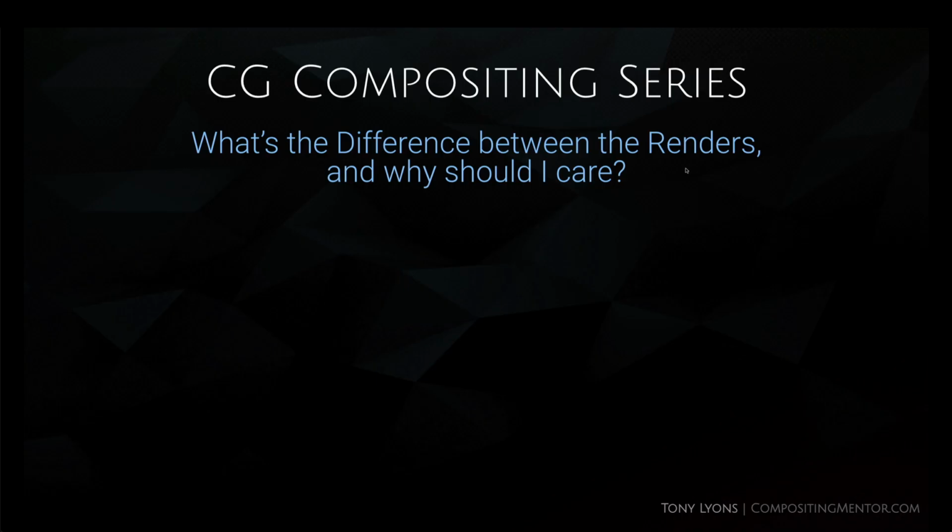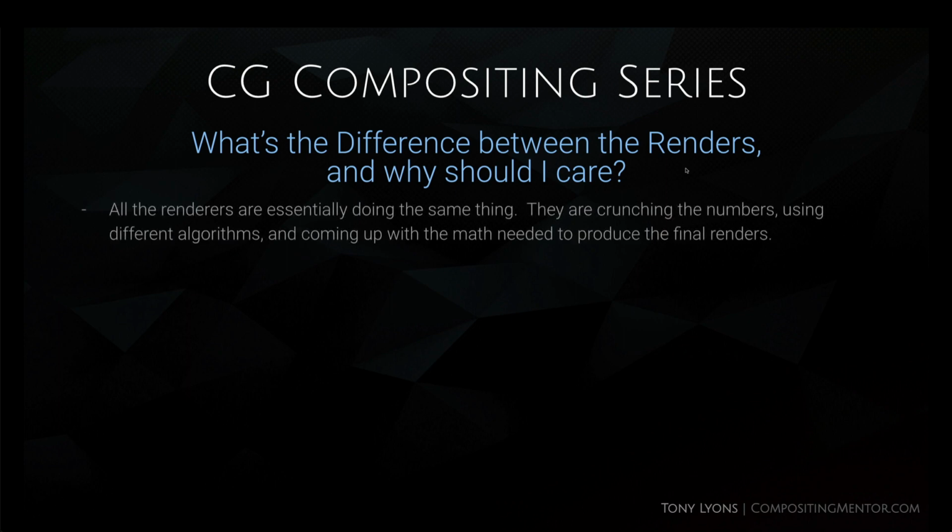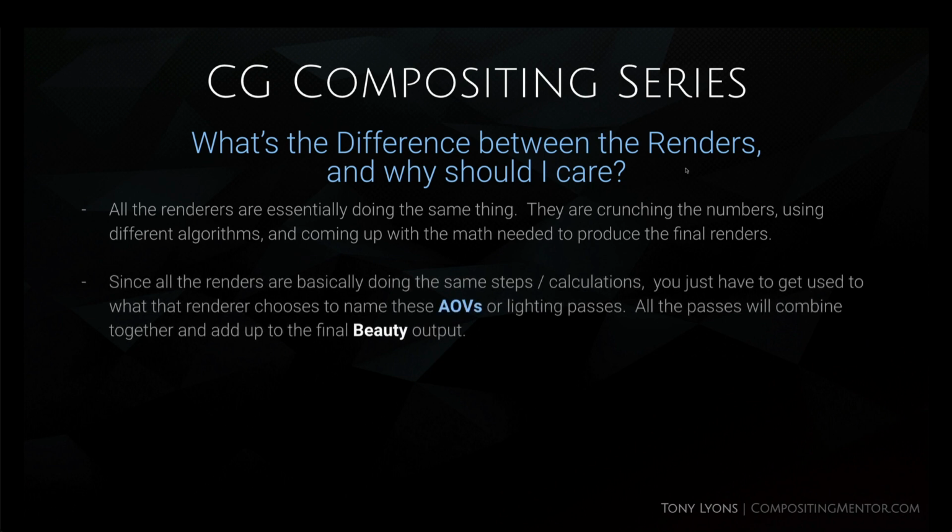What's the difference between the renderers and why should I care? So all the renderers are essentially doing the same thing. They're crunching the numbers using different algorithms and coming up with the math needed to produce the final renders. Since all the renderers are basically doing the same steps and calculations, you just have to get used to what the renderer is choosing to name these AOVs or lighting passes. All the passes will combine together and add up to the final beauty output.